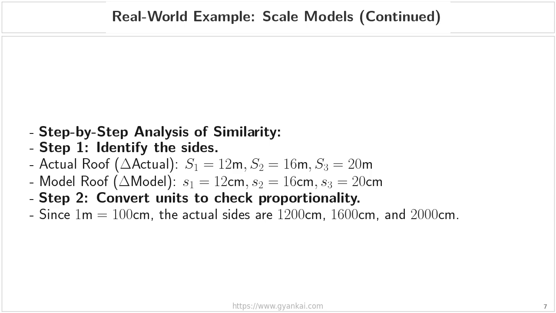This brings us to step 2, where we must convert the units so we can check for proportionality. Since 1 meter is equal to 100 centimeters, we multiply our actual roof measurements by 100. This gives us actual side lengths of 1,200 centimeters, 1,600 centimeters, and 2,000 centimeters. Now that everything is in centimeters, we are ready to move on to the next step and calculate the ratios.